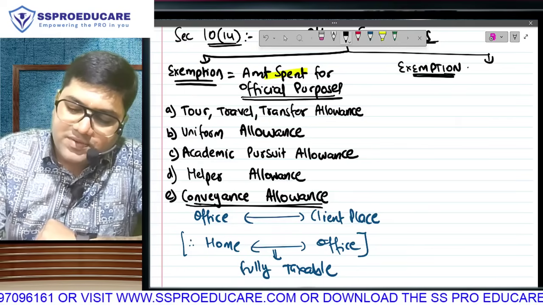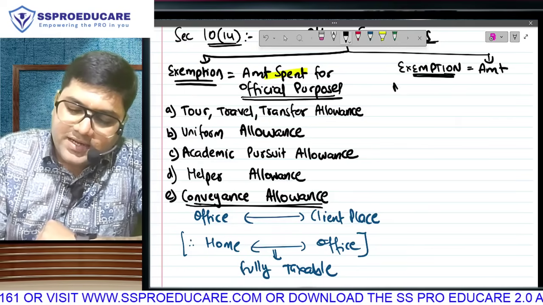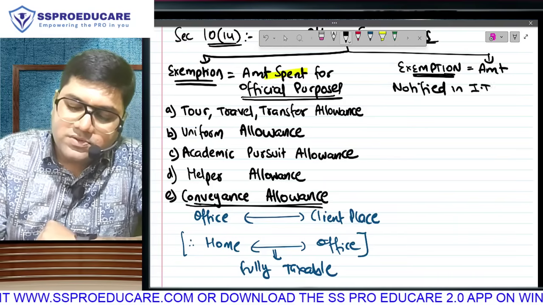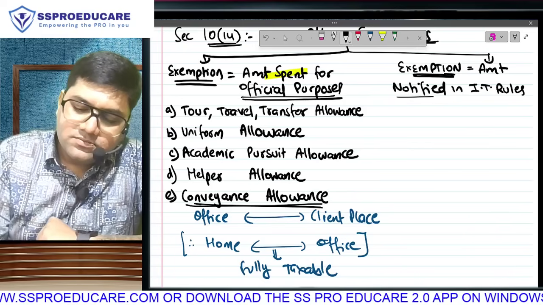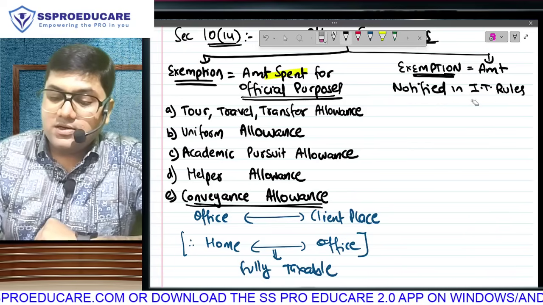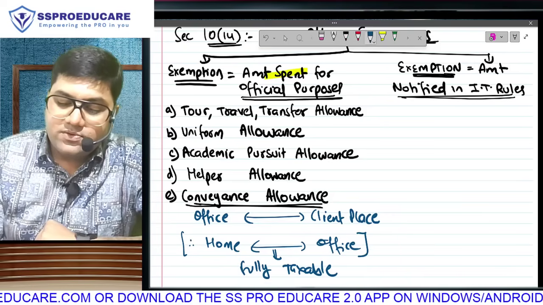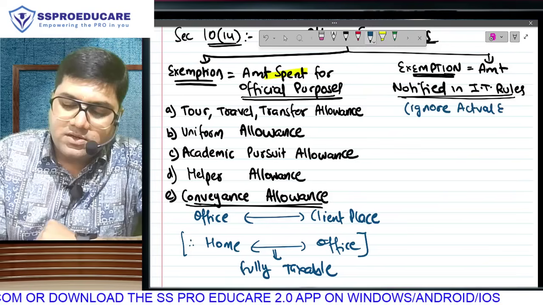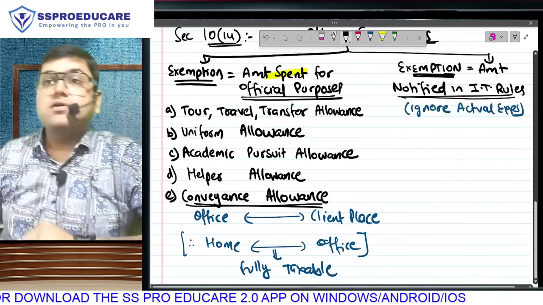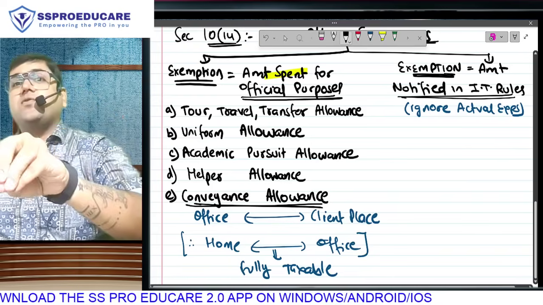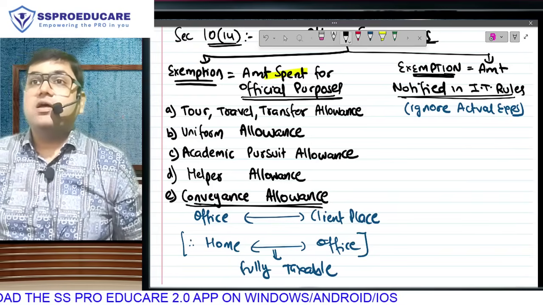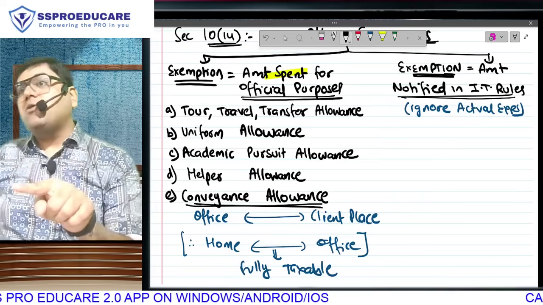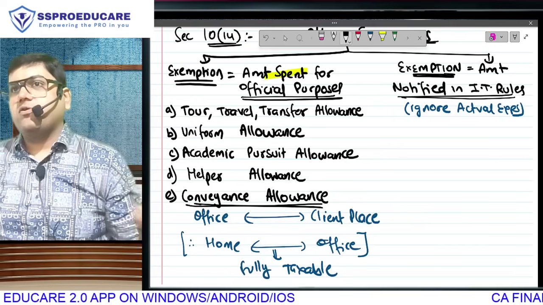Here the exemption will be equal to the amount that has been specifically notified in income tax rules. Here, let me begin by telling you, you have to ignore the actual expenses that you have incurred. Your boss is giving you this allowance. This allowance you have spent or not spent, how much you have spent is irrelevant. They have decided fixed amounts as exempt, and whatever amount is decided by them is exempt.